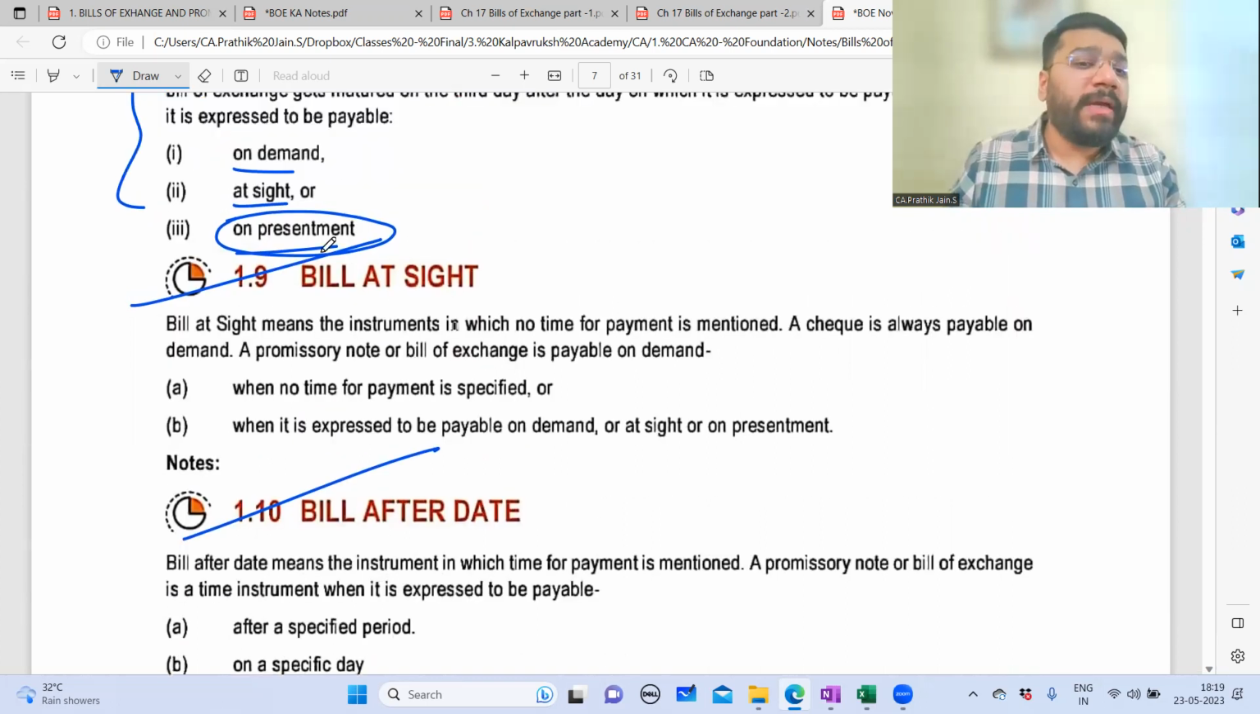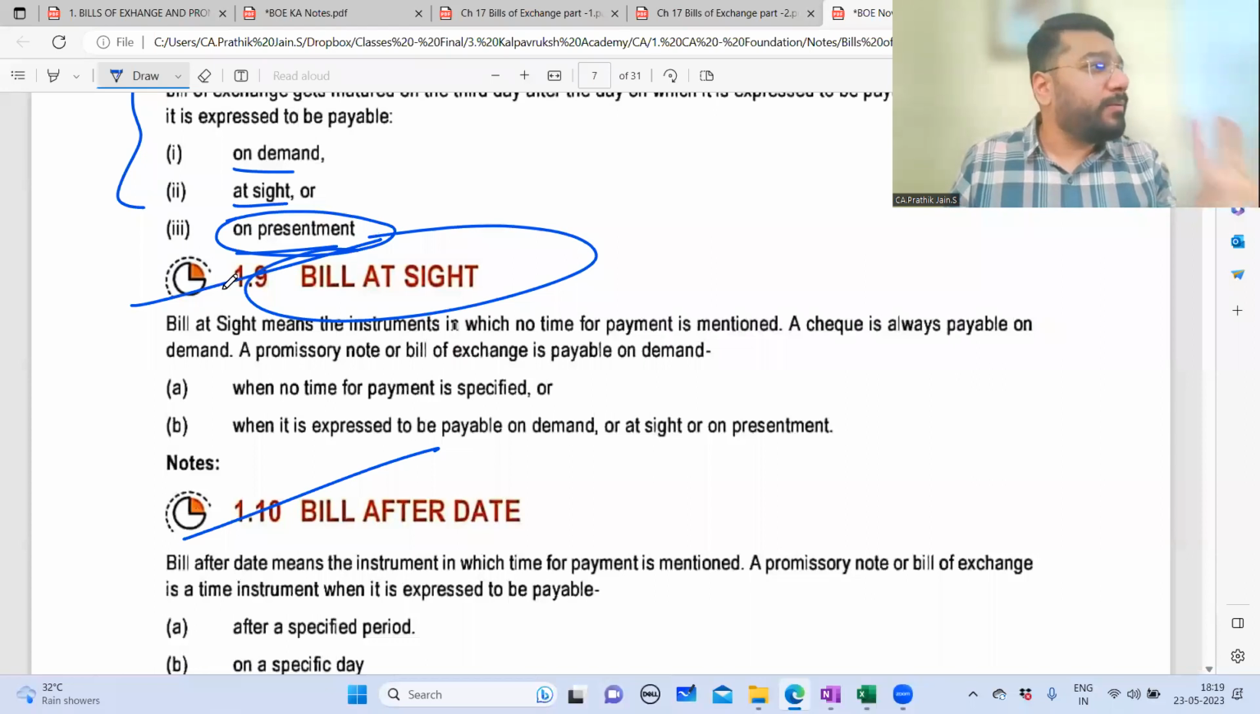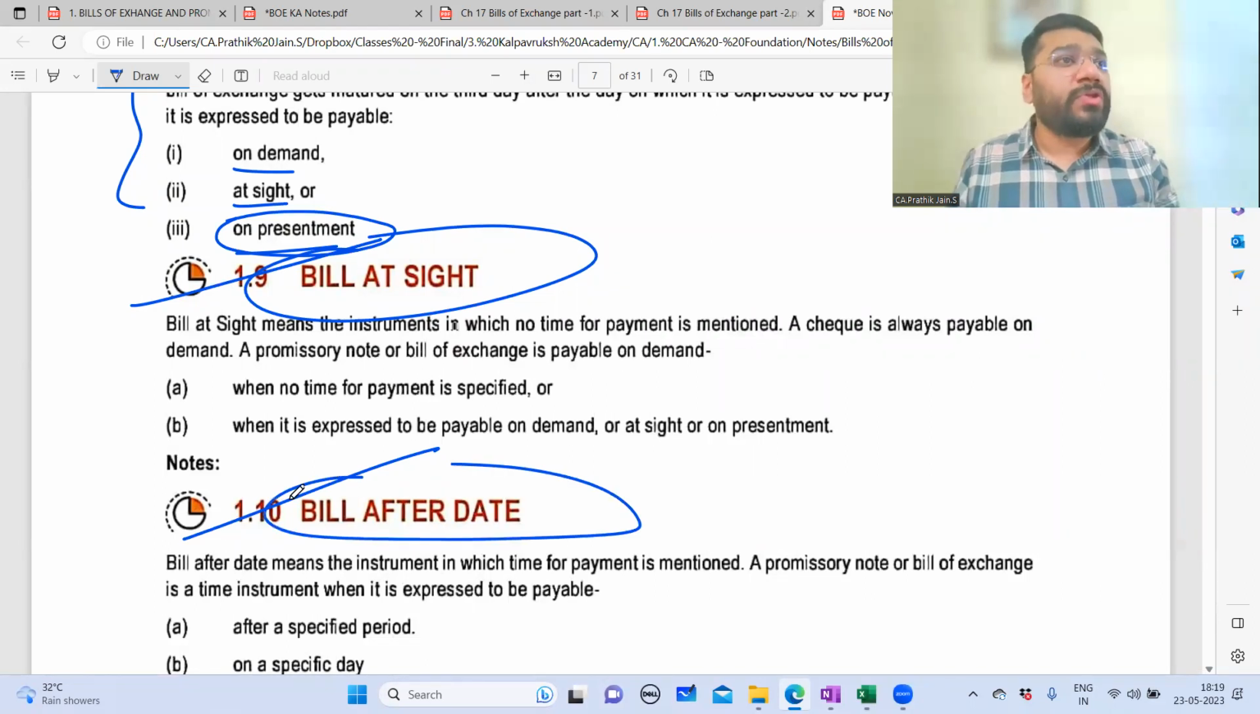So they'll ask you, explain what is bill at sight for 1 mark. They'll ask you, explain bill after date for 1 mark. So all the theory, you should know something. And there is nothing like you have to learn by heart all the theory and write. In CA, what is important is to stick to the keywords. Grammatical formation of the sentence you are free to do, but the keywords you have to stick to.